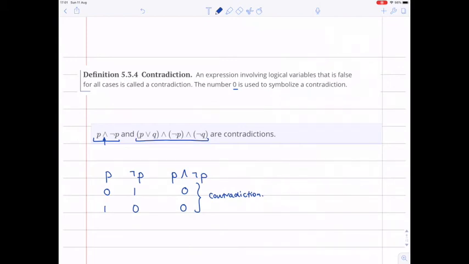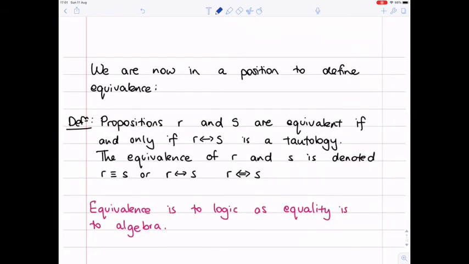So now we're actually in a position to define equivalence, which we've been using by thinking of things having the same final truth table column. But we can actually define it formally. So if we have 2 propositions, proposition R and S, then they're equivalent if the truth table for R is true if and only if S is true is a tautology.